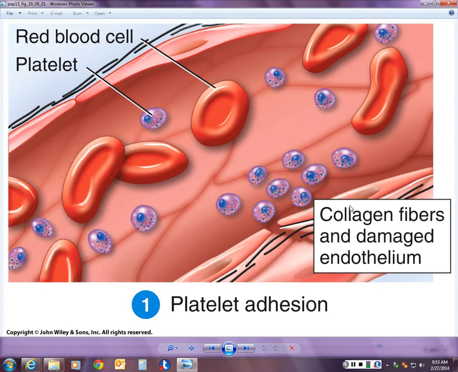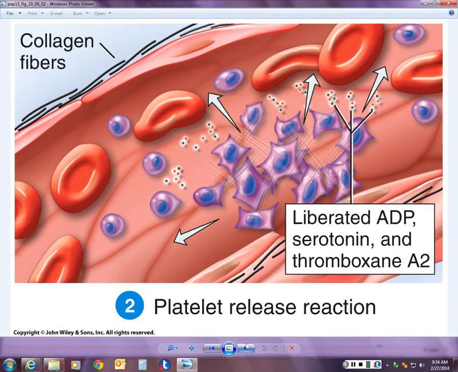The exposed collagen fibers are going to allow the platelets to stick to the area where that vessel is damaged or broken. Now, once these platelets stick to that damaged area, they become active, and when those platelets are active, they're going to begin to release chemicals, and now we begin to move into the second step of platelet plug formation, these platelet release reactions. In these platelet release reactions, the chemicals contained within the platelets begin to be released.